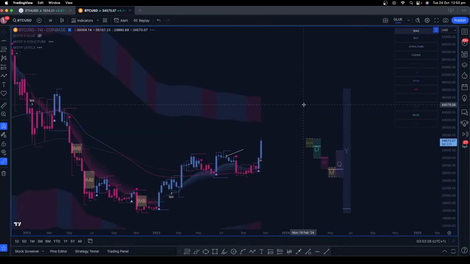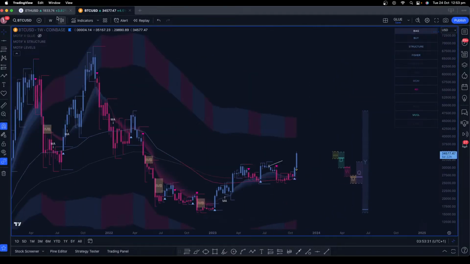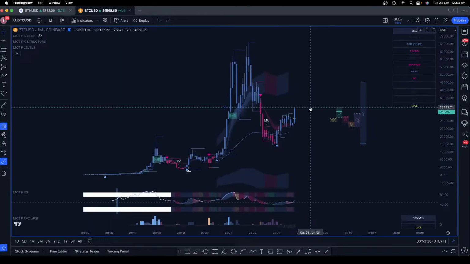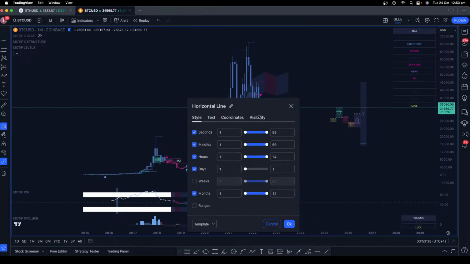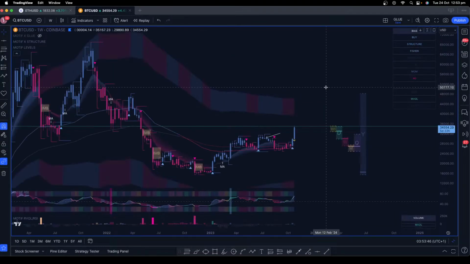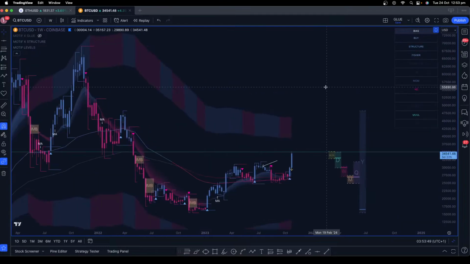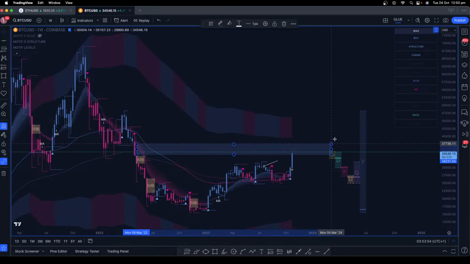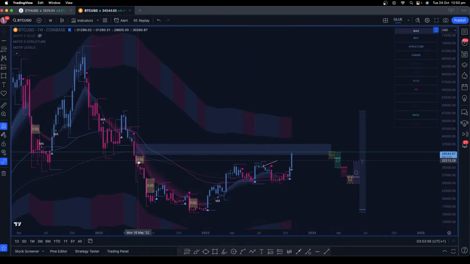Come down to the weekly. Let's go back to that one actually. The weekly. So again, we've got this imbalance on the weekly. We've cleaned out this one. We can see multiple times we came into it and rejected from it, even when we come up here, back down. This is now a key area.